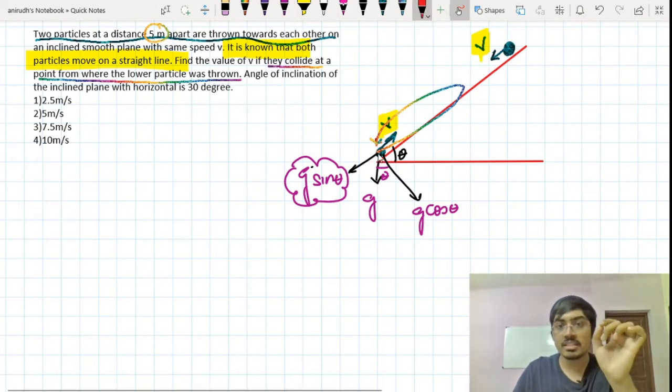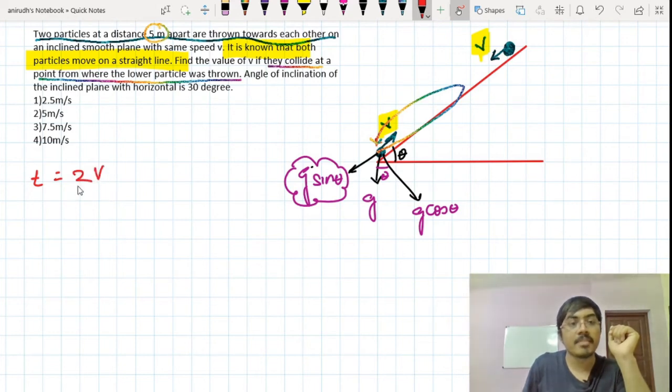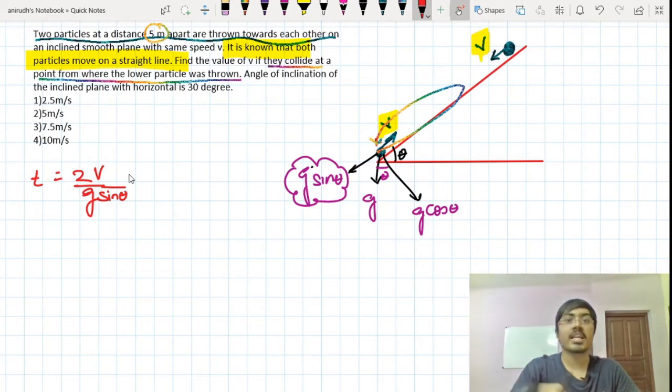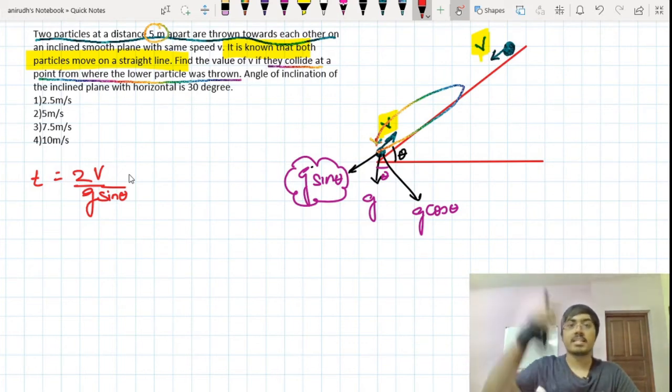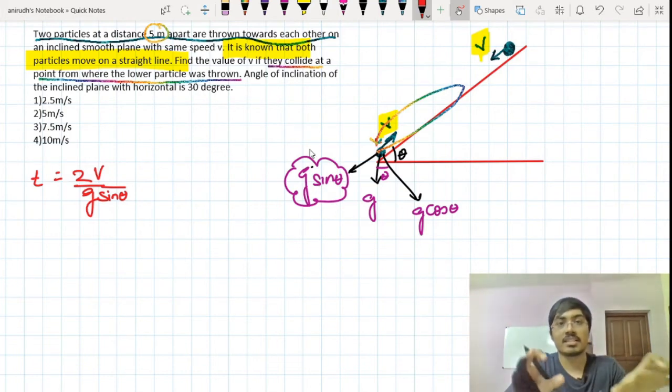Now, what is the time of collision? The time taken by the lower body to go up and come down. Time taken by the lower body to go up and come down is t equals 2v by g, here g sine theta. You use this equation like when you throw up a ball from below and ask what is the time taken by the body to reach upwards. Time taken to reach up is u by g, where u is the initial velocity with which you are throwing it, and that same time it takes to come down. So u by g plus u by g is 2u by g. But here it is equivalent to a free fall provided you take g as g sine theta.